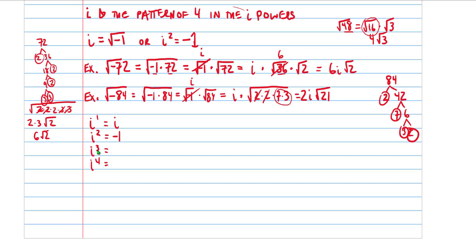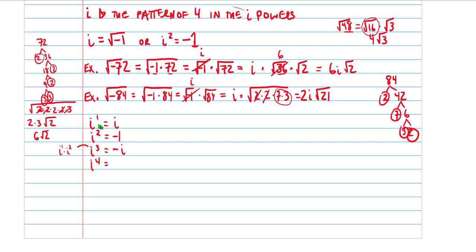i cubed, you can just think of i cubed as being i times i squared, right? If we multiply one i times two other i's, we will get i cubed. So i times i squared is i times -1, which is -i, right?